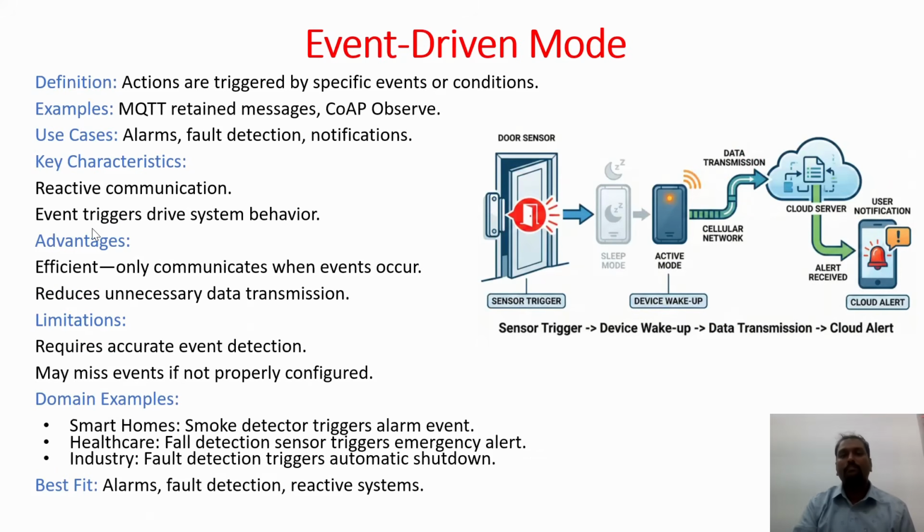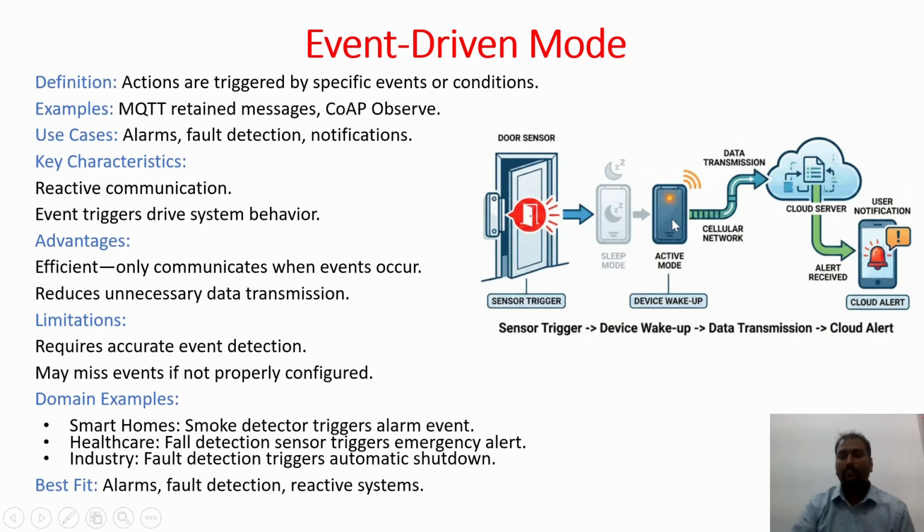The next mode is the event-driven mode. In this mode, the communication or actions are triggered by a specific event or a condition. For example, in case of a smart door, when the door sensor is triggered, at the same time the mobile application will be sent from sleep mode to active mode.